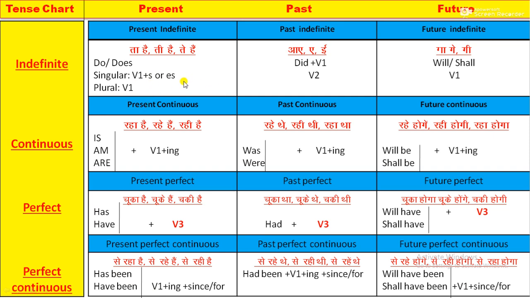So if my subject is singular, she writes. So I will not use she. I will say writes, wrote, will write. It is in my mind that the subject is singular. Means she is singular. So I will use only writes, wrote, will write. Is writing, was writing, will be writing. Has written, had written, will have written. Has been writing, had been writing, will have been writing.